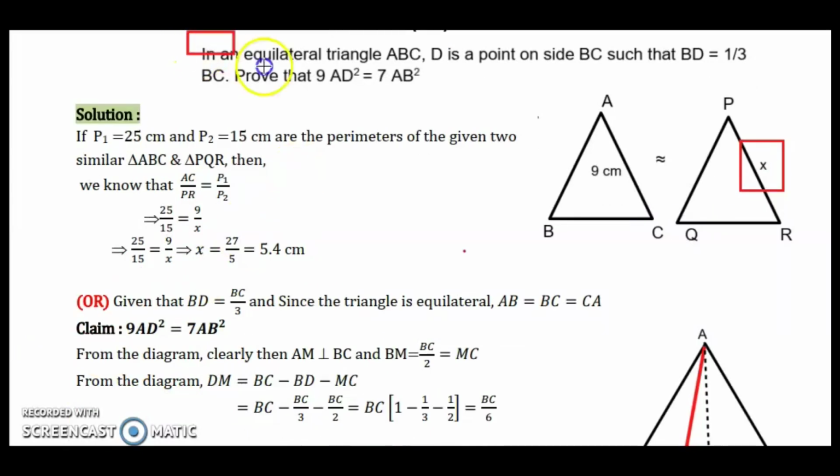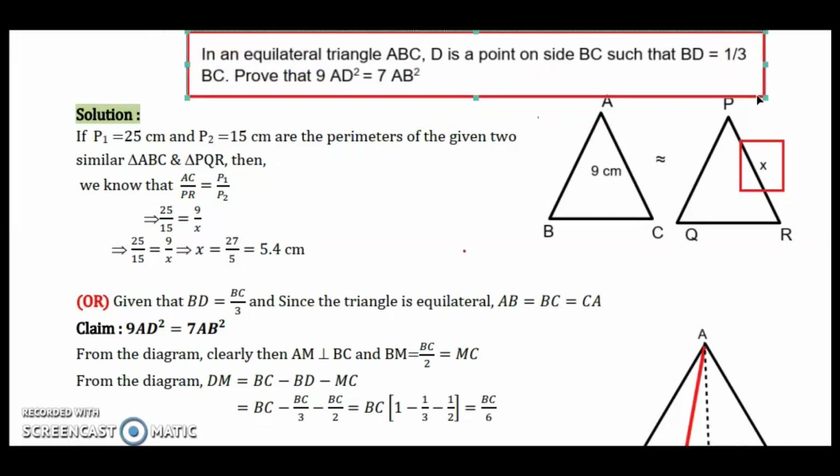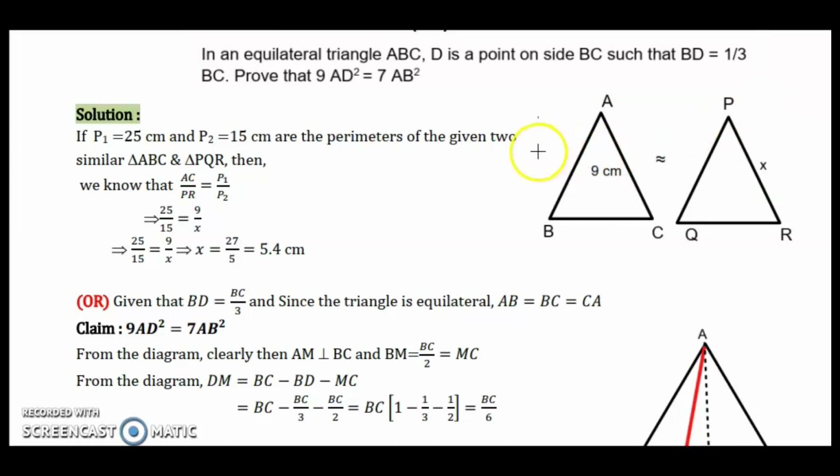Okay, take an equilateral triangle ABC. D is a point on the side BC such that BD equal to 1 by 3 into BC. Show that 9 AD square equal to 7 AB square. Everybody knows this is a very important problem. It is repeatedly asked many times in the examinations, right? Therefore, don't ignore this problem. This problem is regularly asked in many question papers, right?